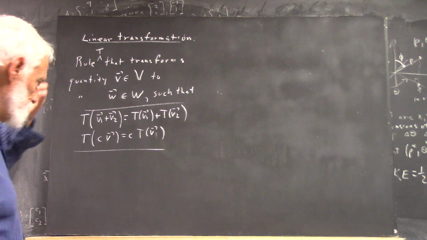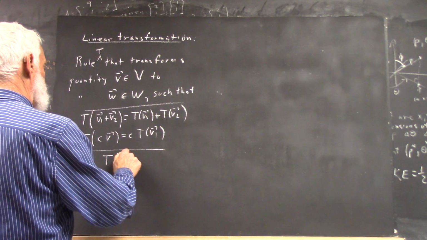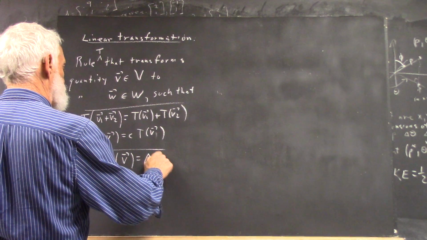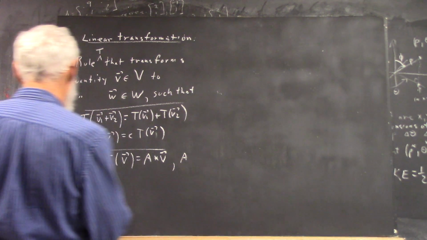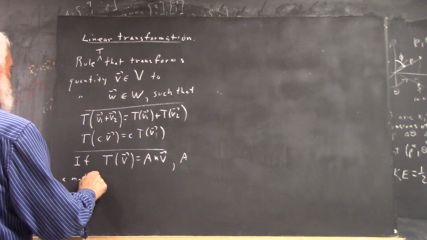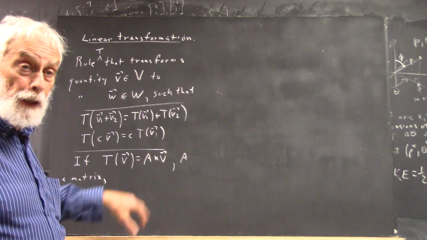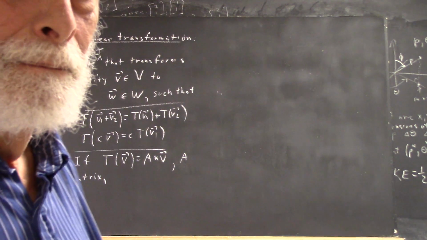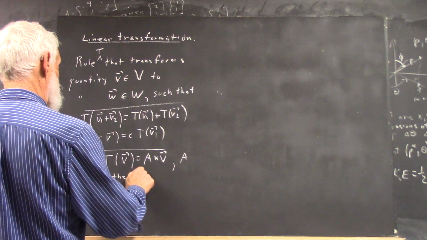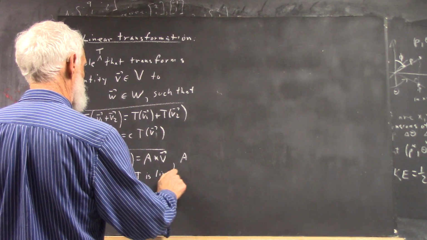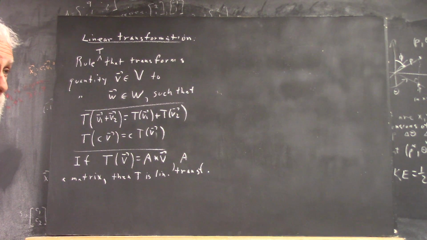Now, if T of V is defined to be A times V, where A is a matrix, then T is a linear transformation. And that's easily proved. Okay?